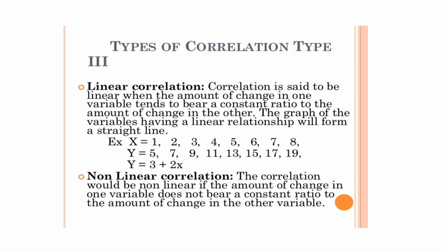But in case of non-linear correlation, the amount of change in one variable does not bear a constant ratio to the amount of change in the other variable. For example, if the values of x are increasing by number 1, the amount of change in the values of y would be different. Sometimes the value would be increasing by 2, sometimes it can be 3, it can be 4, it can be 5. The rate of change in the other variable would not be constant in case of non-linear correlation.